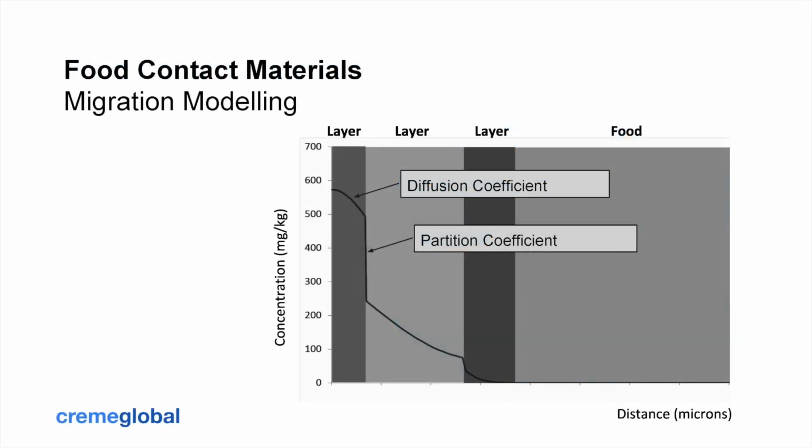Using the migration model, we can simulate the migration of these chemicals in each layer of the packaging and into the food, as shown in this figure. We can use historical data and predictive modeling instead of running lab studies again.